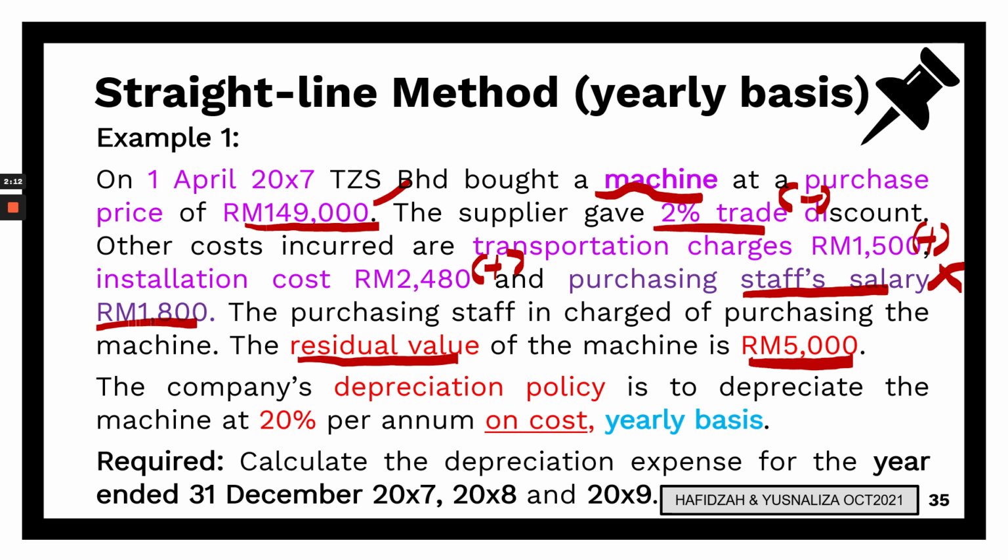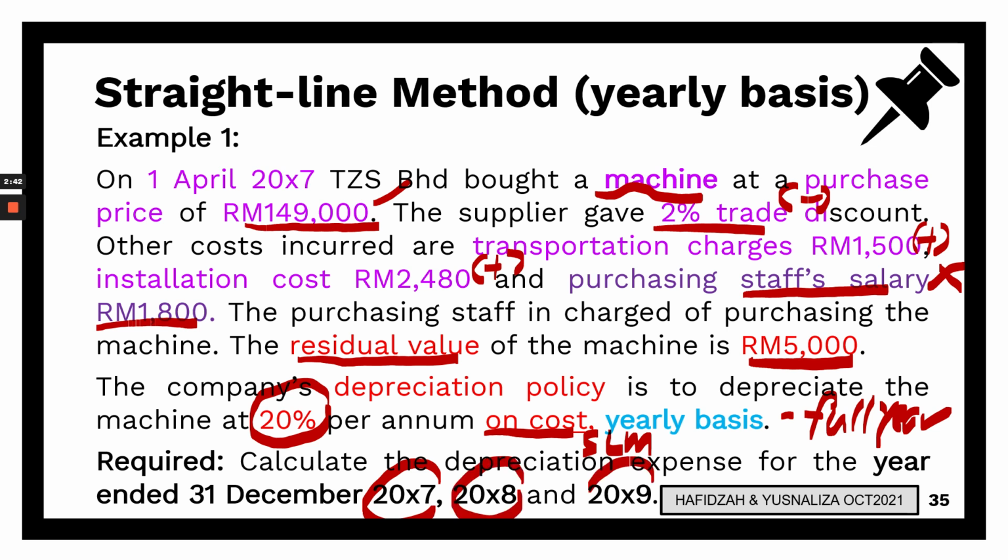The policy of the company is to provide depreciation. This is the percentage or depreciation rate. The percentage is 20%, where in 5 years' time the asset will be fully depreciated, and that was on cost. On cost means straight line method. And on a yearly or annual basis, where you will charge full year depreciation. You are also asked to calculate depreciation for 3 years.